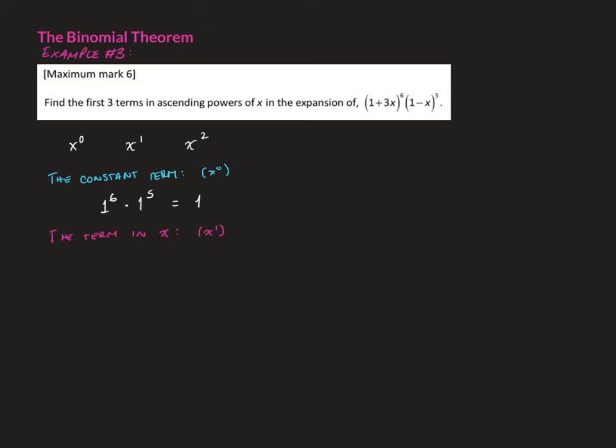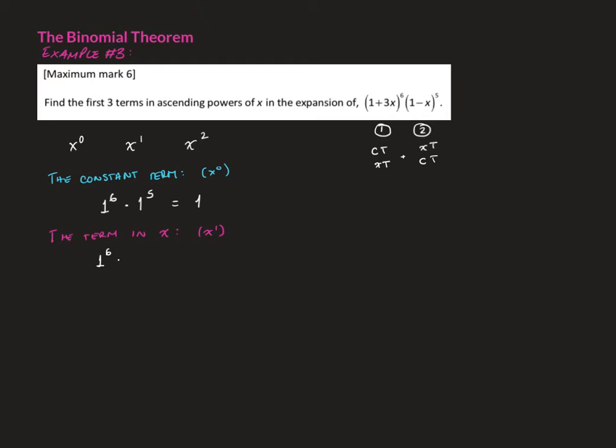Now to get the term in x, or the term for x to the power of 1, we need to consider two cases. The first case is from binomial number 1, we need the constant term, and from binomial number 2, we need the x term. The second case is from binomial number 1, we need the x term, and from binomial number 2, we need the constant term. And then, once we have these two cases, we are going to add them. So, let's consider the first case. From the first binomial, the constant term, we already have that, is 1 to the power of 6. Then we're going to multiply it by the x term in the second binomial.